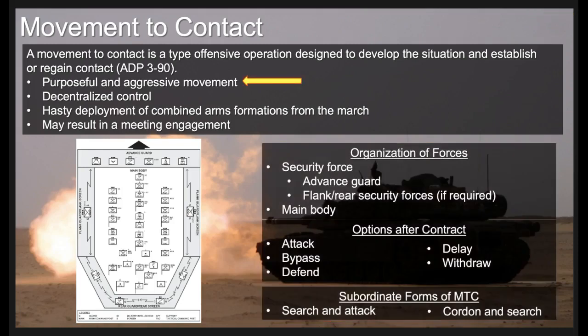A movement to contact requires a balance of caution and aggression. Division planners must be adept at anticipating enemy actions and preparing units for rapid deployment upon contact. The key here is flexibility, the ability to transition quickly from movement to combat without the extensive intelligence and preparation time that a deliberate attack affords.